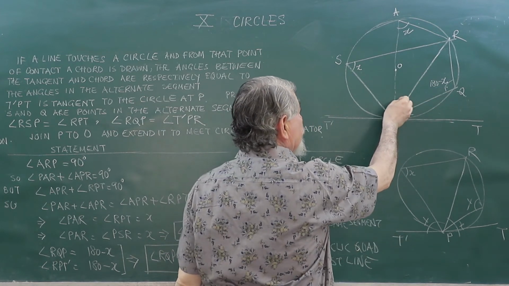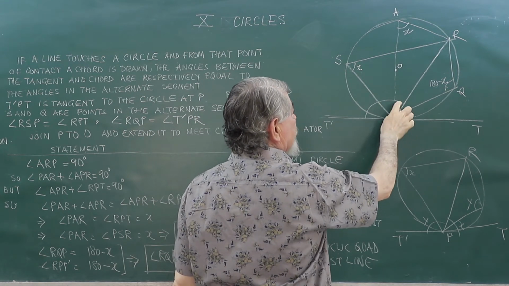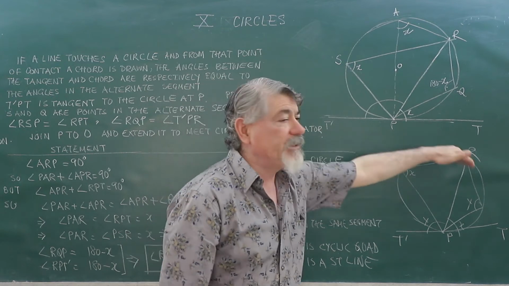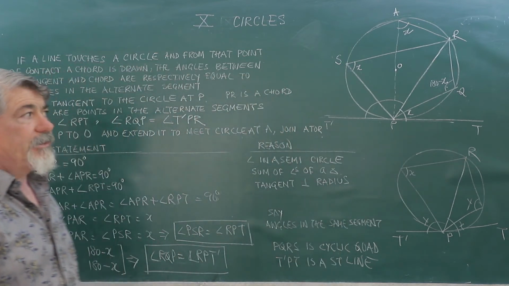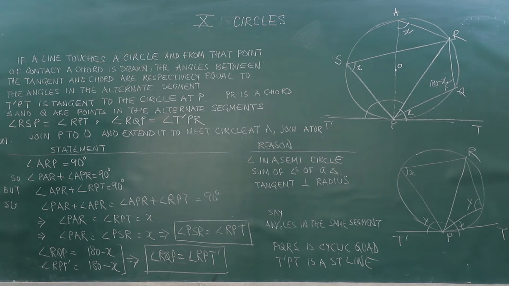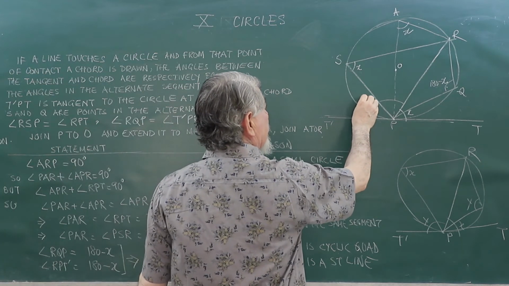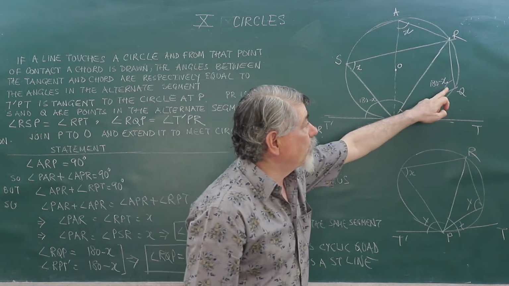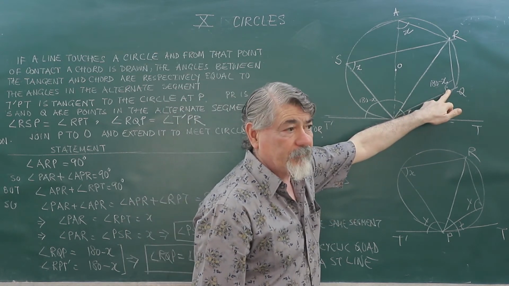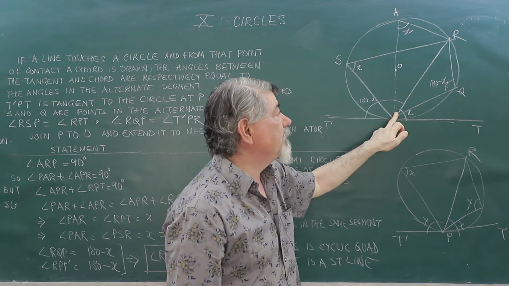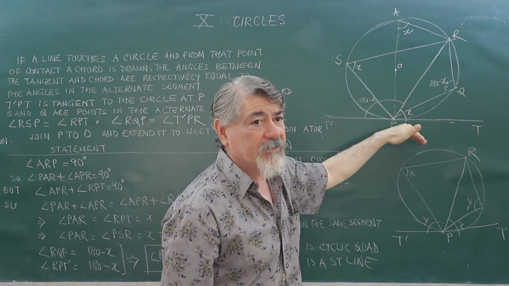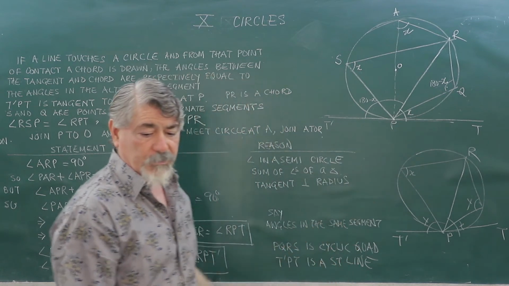And I need to calculate this angle. This is X, so this will also be 180 minus X. Why? Because T'PT is a straight line. So this angle also comes out to be 180 minus X. Now this angle in the alternate segment is equal to this angle between the chord and the tangent. This is what we had to prove.